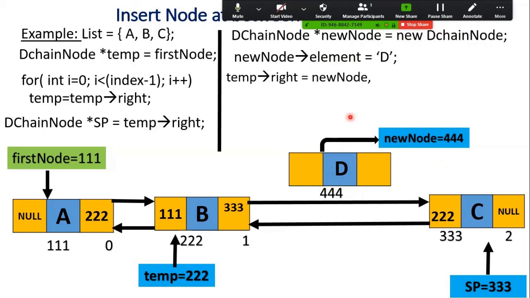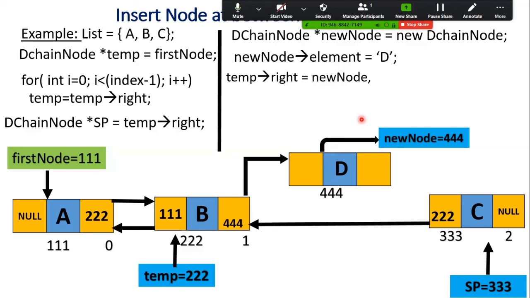Next, temp of right is equal to new node. Where is the temp? Temp of right is actually 333 here. But it should be temp of right is equal to new node. What is the new node address? 444. Now the forward link is removed. Now it is done. The link is established between B and D by breaking the link of B and C. Now the forward link is established from B to D.